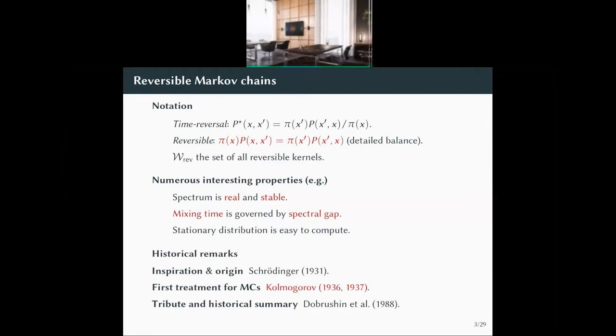Some historical remarks. The first treatments of the reversible chains date back to Kolmogorov's work in 1936 and 37. He was inspired by Erwin Schrödinger. If you want to know more about the history of reversible chains, I recommend you read this paper by Dobrushin and others from 1988.